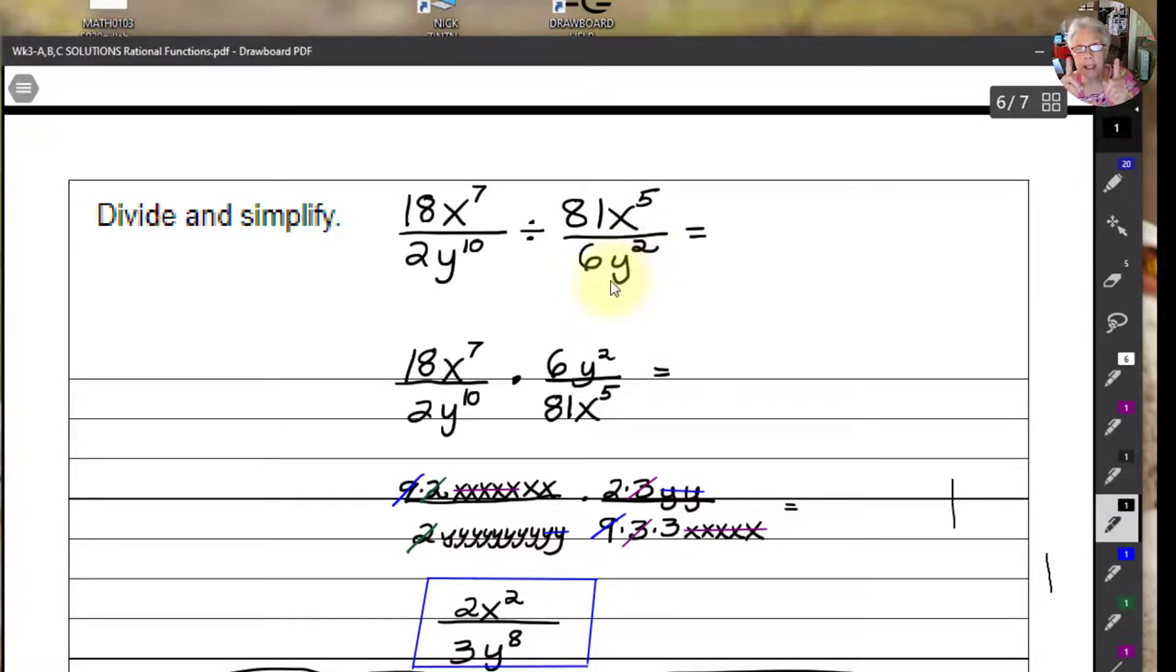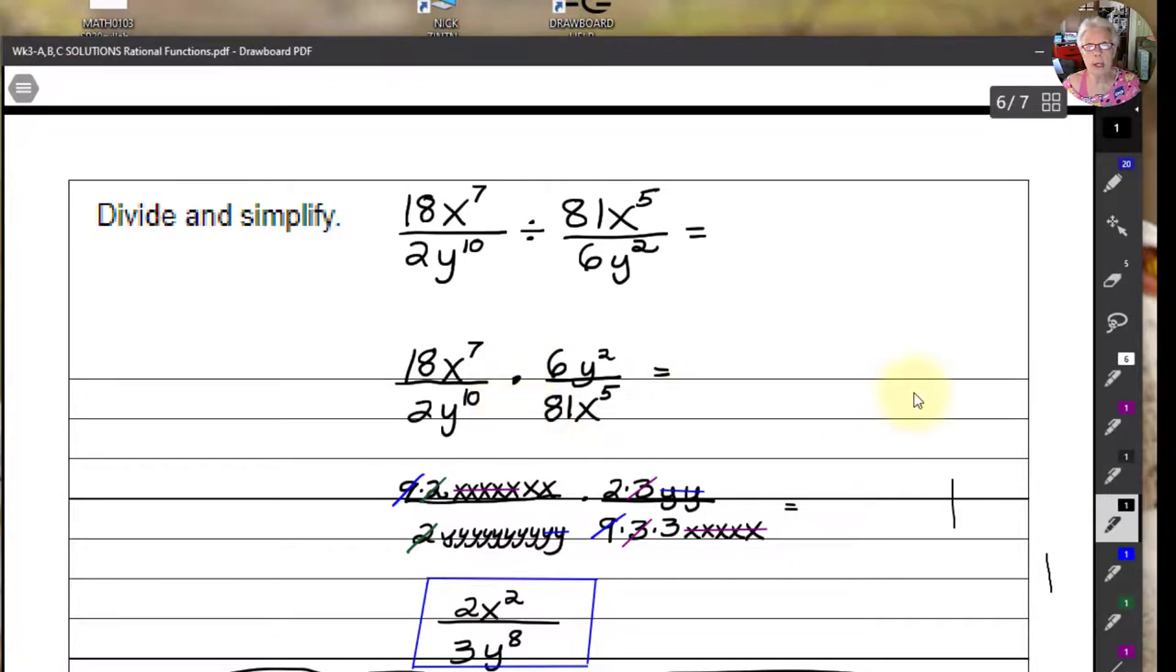The first thing you do is you write down the first fraction. You change the division sign to a multiplication sign. And then you take the reciprocal of the second fraction. That is, you flip it. Now 6y squared is on top, 81x to the fifth is on the bottom, and instead of a division sign, I have a multiplication sign.